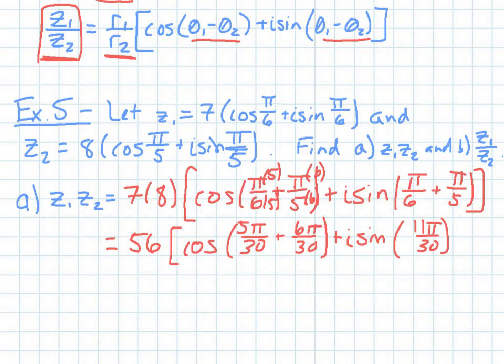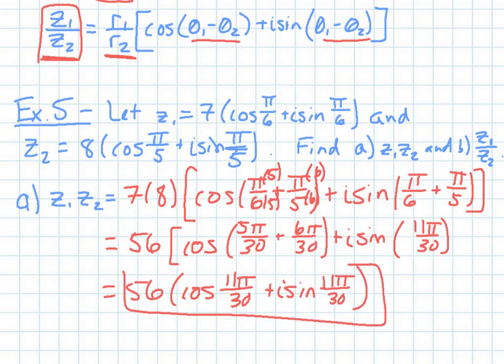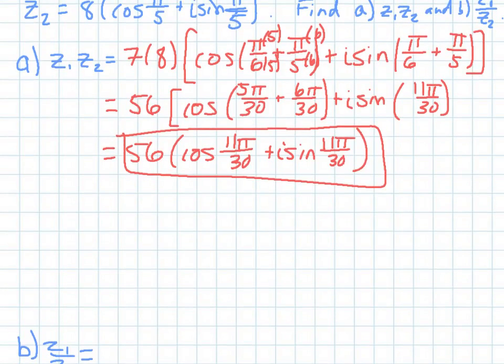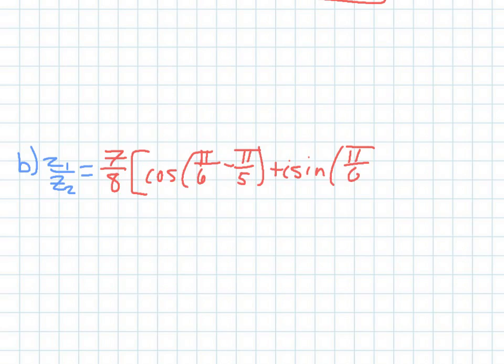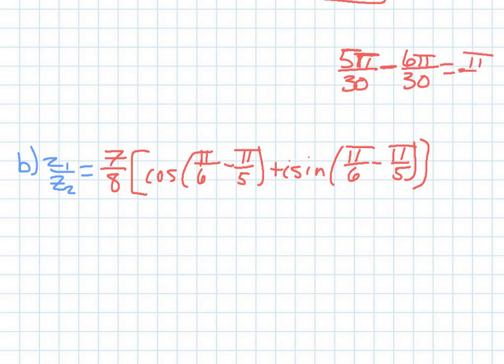So now let's simplify both. So 56 times cosine of 11 pi over 30 plus i sine of 11 pi over 30. Okay, so that would be the multiplication. And then here we'll do the division. So 7 divided by 8, then cosine of pi over 6 minus pi over 5 plus i sine of pi over 6 minus pi over 5. That would be the same thing: 5 pi over 30 minus 6 pi over 30. So that's going to give us a negative pi over 30 for all of our angles.